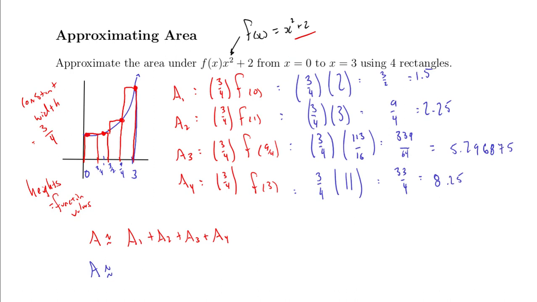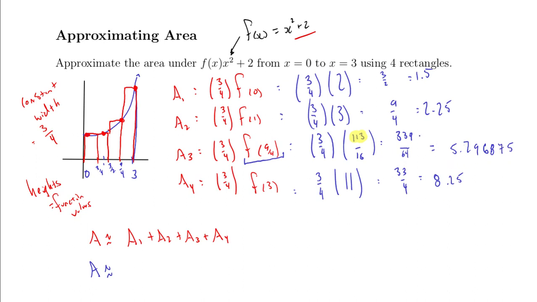So hopefully you ended up with something like this. All of these function values are pretty easy except for maybe this one right here, right? 9/4 squared is really 81 over 16. And then when we add 2, that's 81 over 16 plus 32 over 16. And so that's where this 113 over 16 is coming from. And then multiplying that by the width is really annoying. You get this ugly fraction. So I went ahead and just wrote it as a decimal.